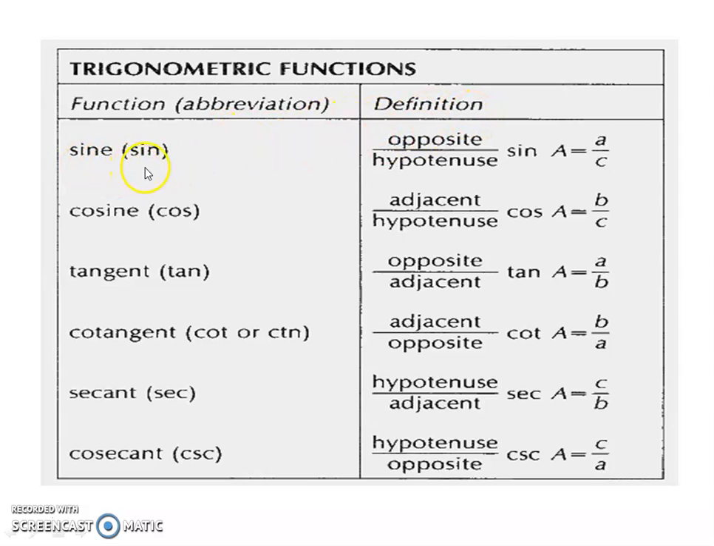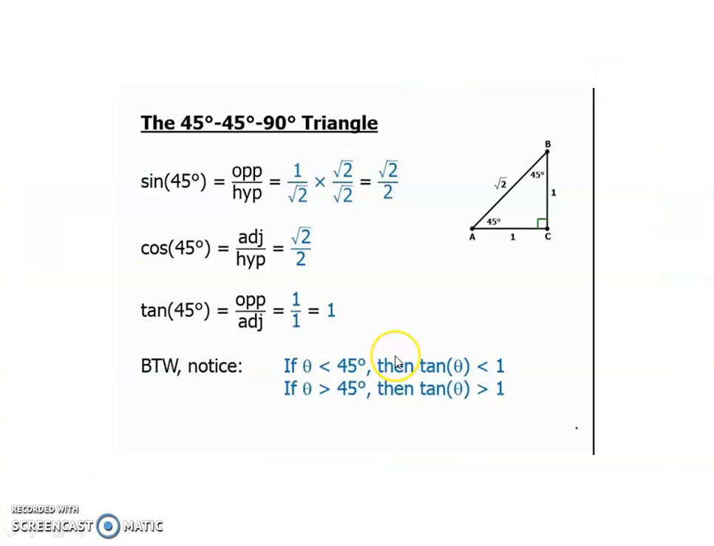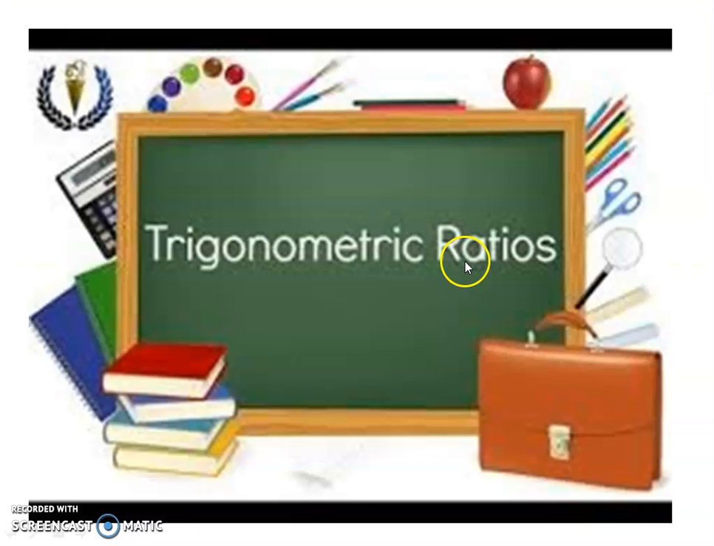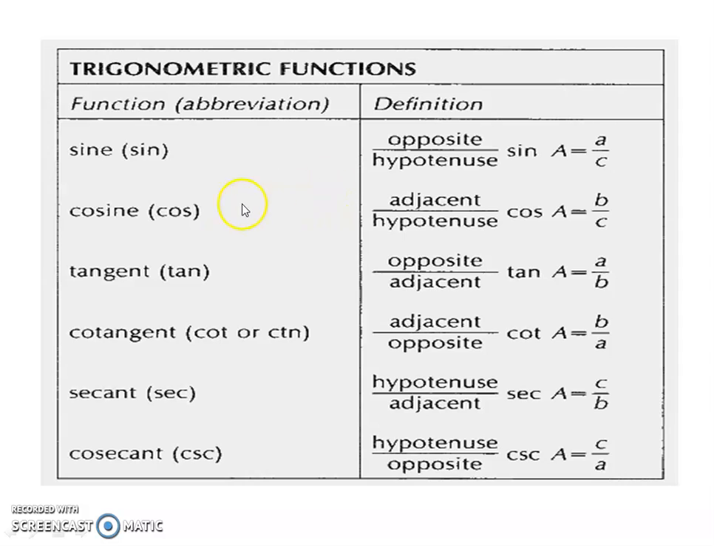Sine, S-I-N-E, sine is used and the shortcut we use is sin. So opposite upon hypotenuse. Suppose we take a triangle here. So I establish the triangle ACB, which we have to consider. Adjacent upon hypotenuse: C is the hypotenuse, so A is the adjacent side. Cosine, cos is used, adjacent upon hypotenuse, so cos A is equal to B upon C. Tangent, tan is the abbreviation, opposite upon adjacent, tan A is equal to A upon B.